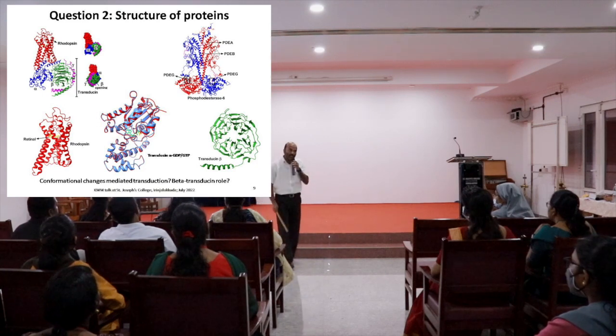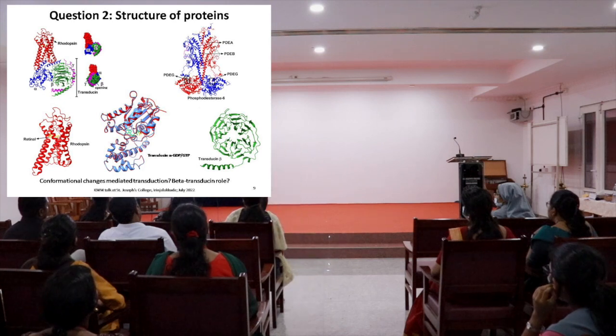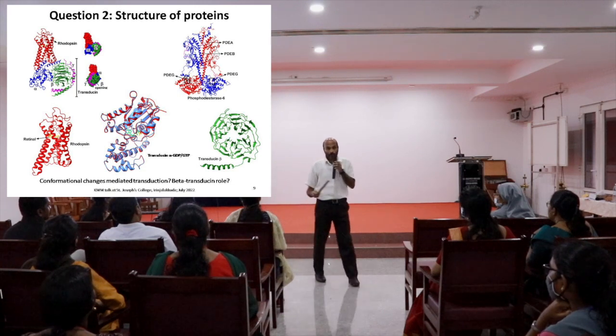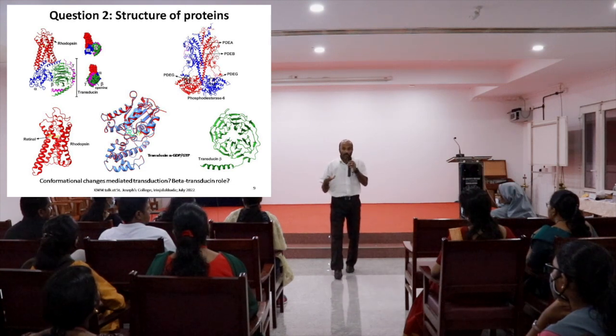Now, let us see the structure of the proteins that are involved. This is the rhodopsin, this is the transducin. It is a G protein coupled receptor. If you know some biochemistry, it's a very, very important protein. It's a target of multiple pharmaceutical companies.